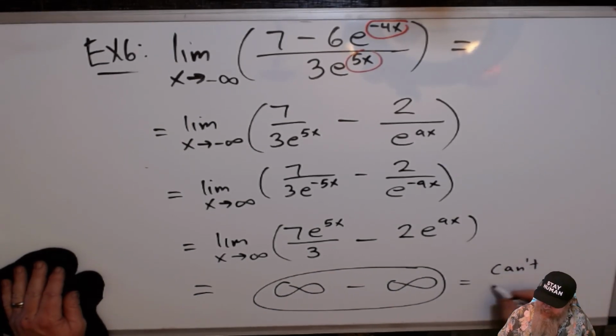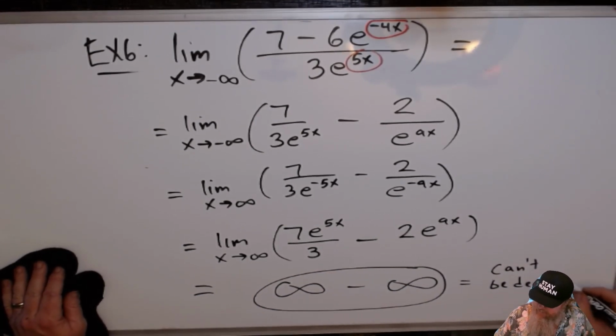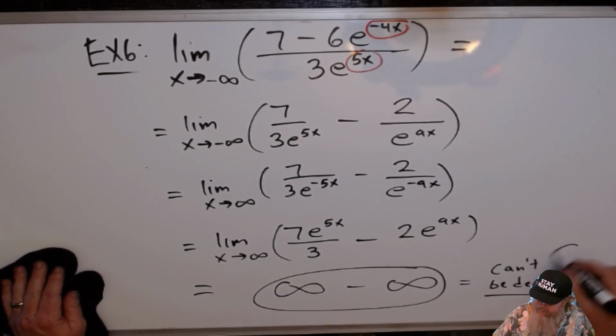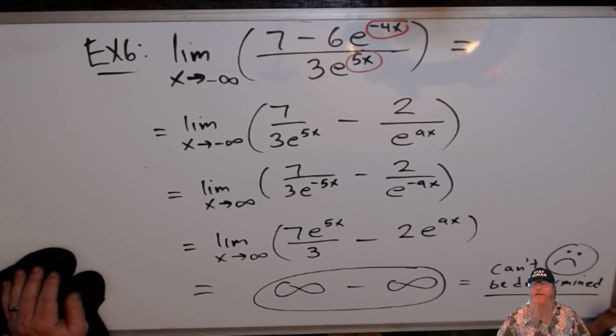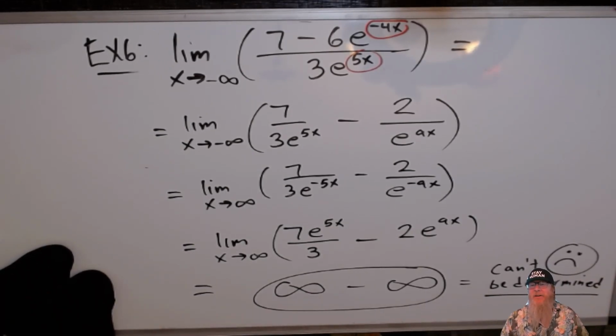Can't be resolved. So we have just discovered the next unresolved issue or indeterminate form that we will tackle. If this was infinity minus a number, it would still be infinity. If this was infinity plus a number, it would still be infinity. If either one of these is a real number, the infinity sort of swallows the whole thing up. But because I have infinity minus infinity, it can't be resolved easily.